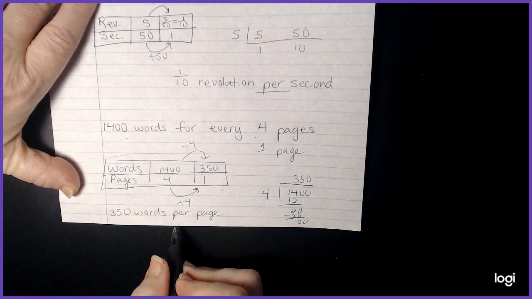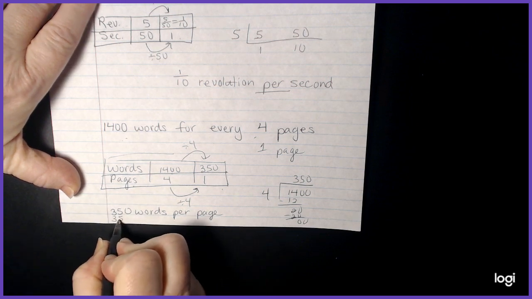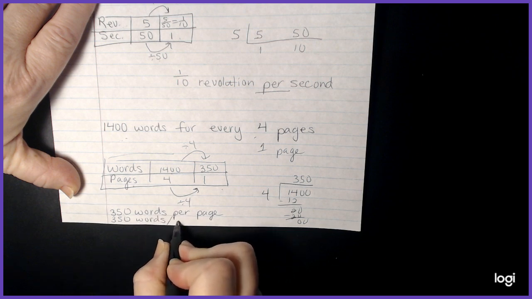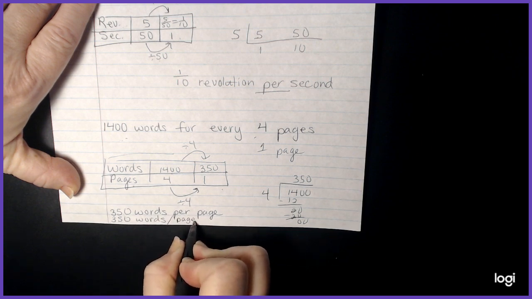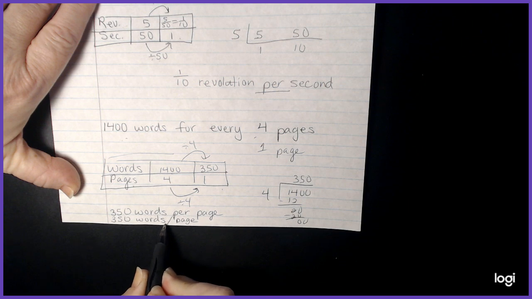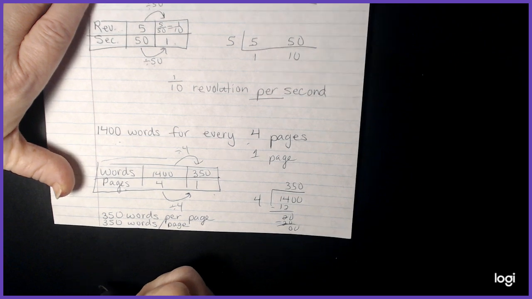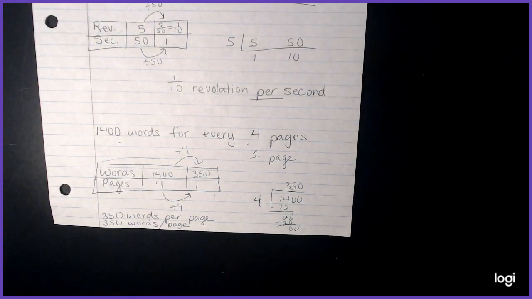Now, you know, mathematicians, we like to even get simpler than that. This also means per page. You could do that little slash. 350 words per page is how you read both of these. All right, let's do some more practice.